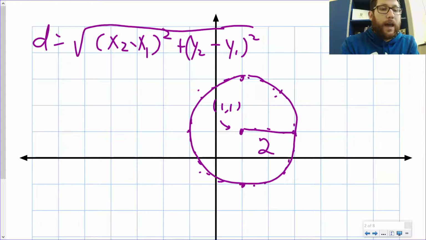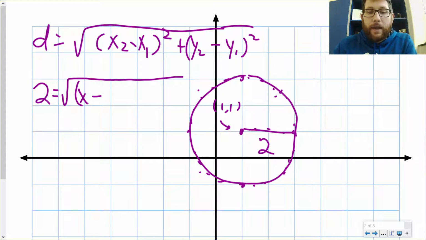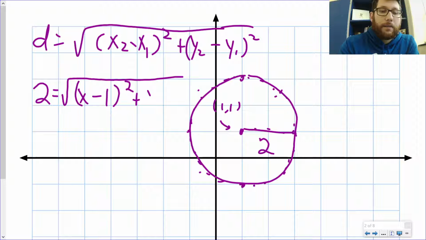So the distance we have is 2. We want all the things that are equal to 2. So 2 is equal to the square root of... Now, I'm not going to do x2 and x1 because I have one of my x values. So I'm just going to leave one of them as x minus, and then I'm going to put my x value here, which is 1, plus, and I'm going to do the same thing for my y's, and it also happens to be 1 because we're at 1, 1 here.